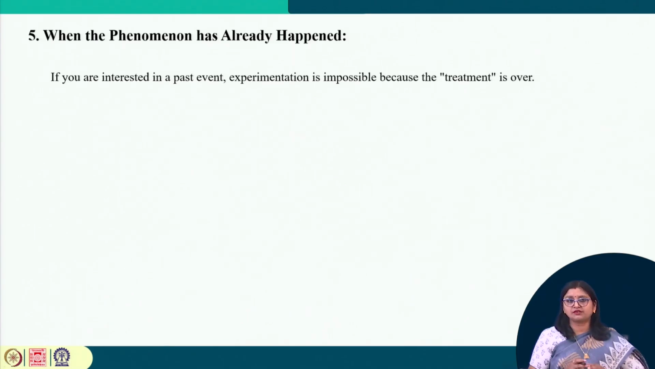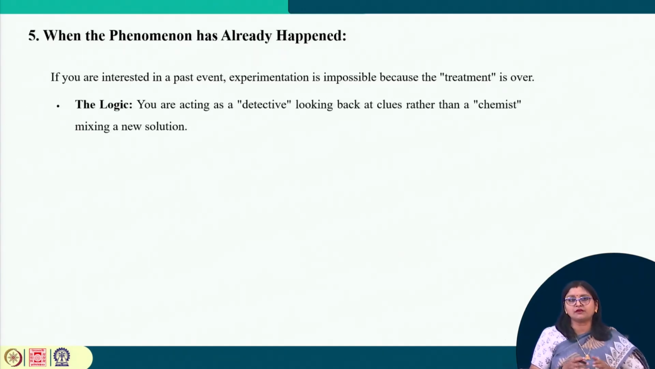This is the main condition: if you are interested in a past event which has already happened, experimentation is impossible because the treatment is over. So, the logic behind it is that you are acting as a detective, looking back at clues rather than a chemist mixing a new solution. This is a good example actually.